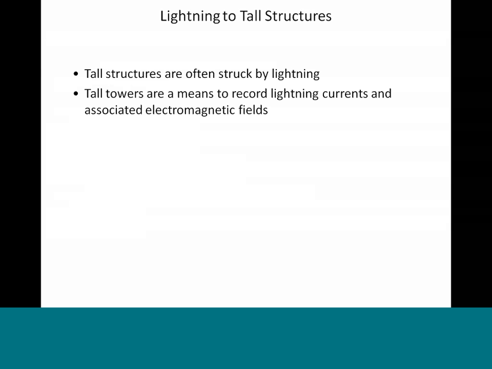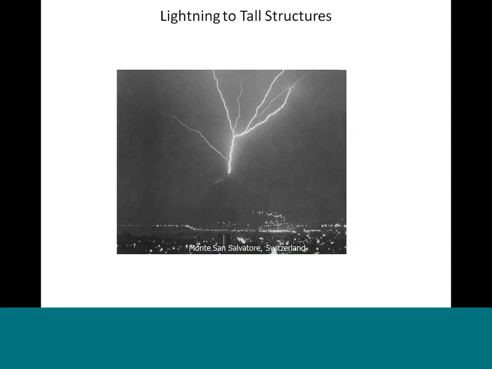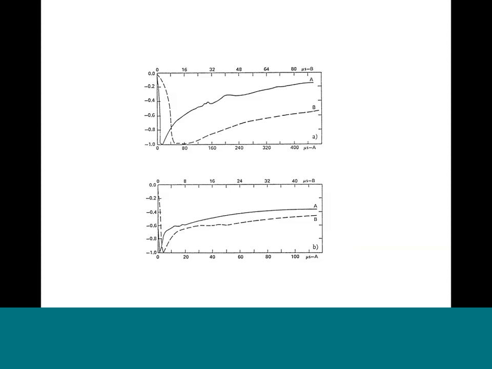Tall towers are often struck by lightning due to their height. Tall towers are a means to record lightning currents and associated electromagnetic fields because we can instrument them. We can put sensors on them to measure the current. Here you see one of the most important measurements, carried out by Berger in Switzerland, on Mount San Salvatore, in the Swiss Italian part. The measurements of Berger et al. in 1975 are among the references most used currently by lightning researchers.